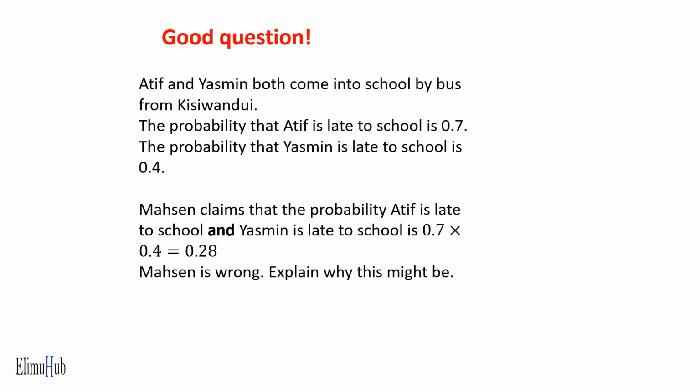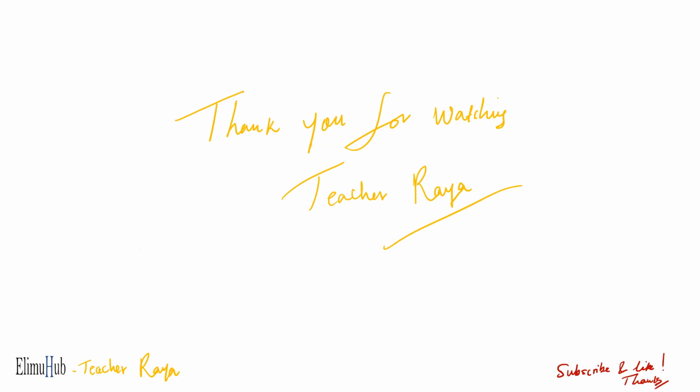Well, we use this and when we have independent events. So it would be independent if Yasmin and Atif always take a different bus. But in this case, it doesn't say so. So that means Atif and Yasmin could be on the same bus. In this case, the events are not independent, and therefore we cannot use this formula. We cannot multiply them.